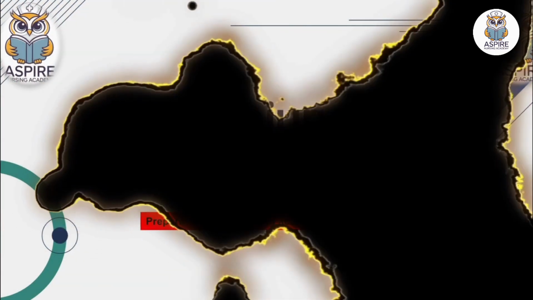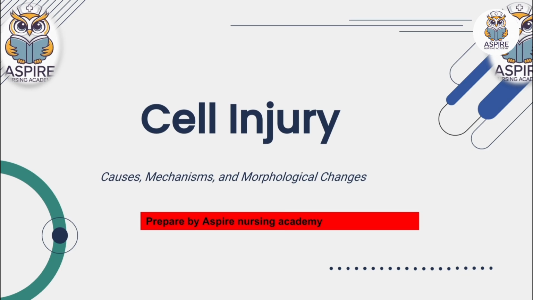Now let's start our second topic of this chapter, cell injury. So far, we've learned how cells try to survive through adaptation. But what if the stress is too much or lasts too long? Exactly. At that point, the cell begins to get injured.